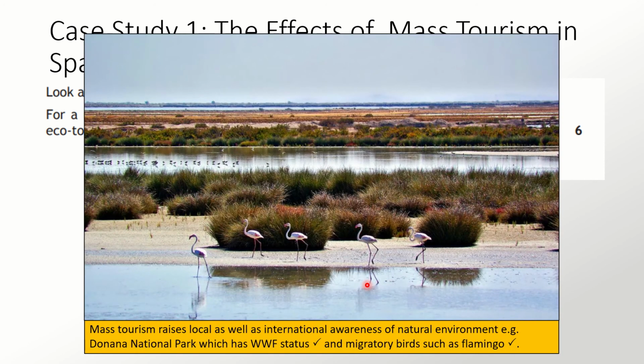Mass tourism also raises international awareness of the natural environment. For example, people go to national parks. This is Doñana National Park, which I've mentioned before, and it has World Wildlife Fund status. And people go there to see migratory birds land, such as the flamingos you see in the picture.